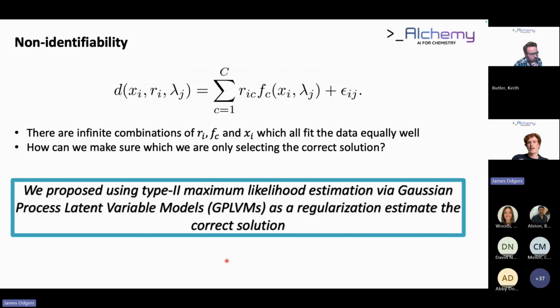So our key conceptual idea here, the thing that I think was our main contribution, was saying there's actually a nice way we can do this in a Bayesian way, where we can use type 2 maximum likelihood estimation via a Gaussian process latent variable model as a regularizer in order to get the correct solution. And I appreciate I've just said several words which maybe people aren't so familiar with, and I'll introduce these in the next couple of slides.